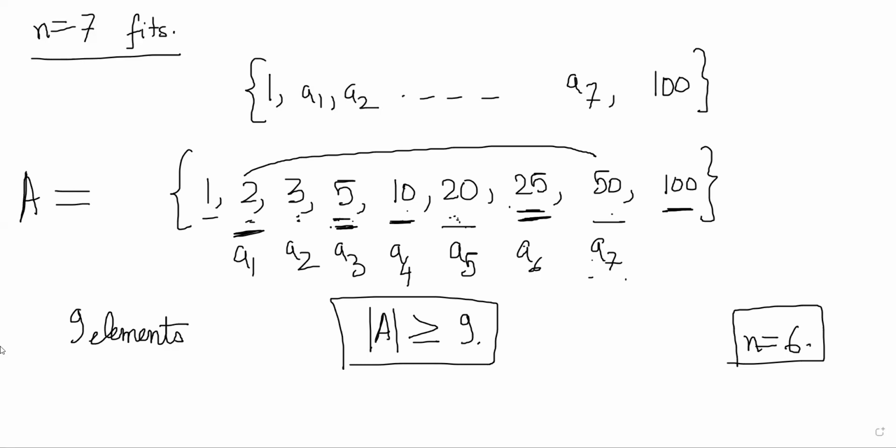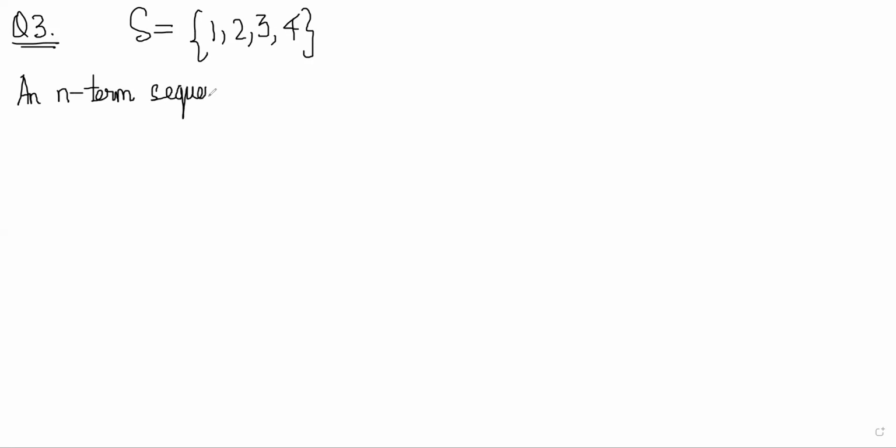Let's look at a final question. Again, a little tricky, but I hope you will understand the aspects of problem solving that we are discussing here. Let S be 1, 2, 3, 4, right? Now we are defining an n-term sequence of numbers A1, A2 to AN, which has the following property.